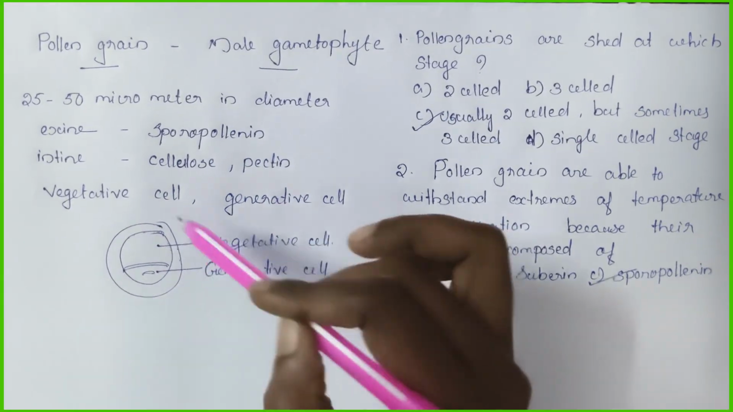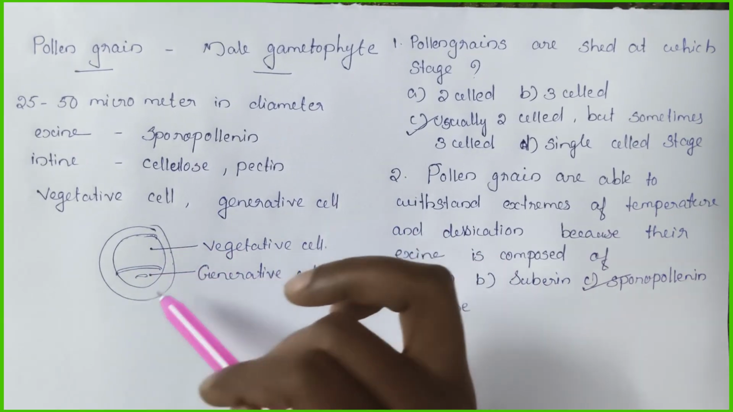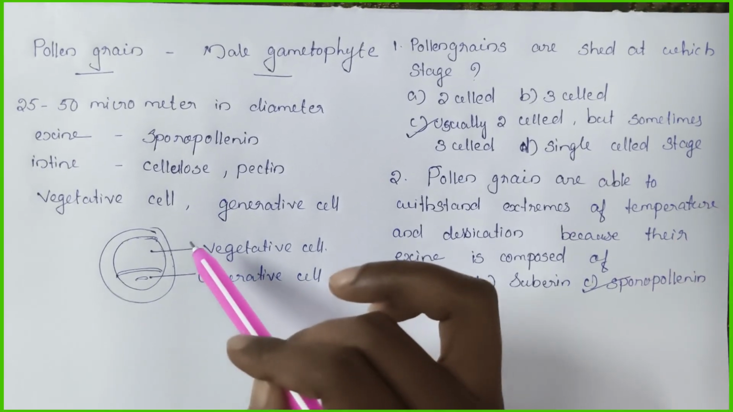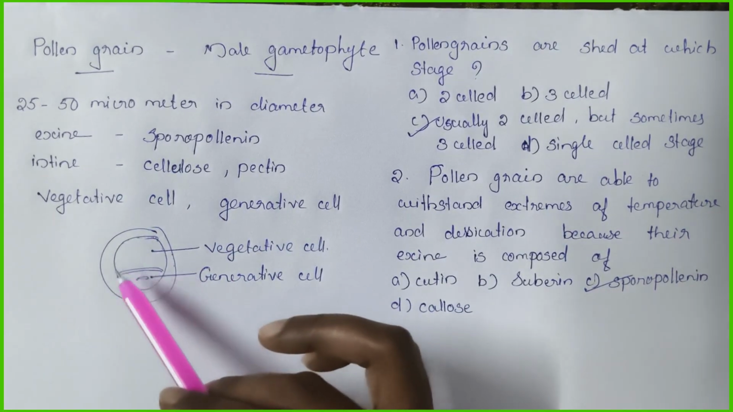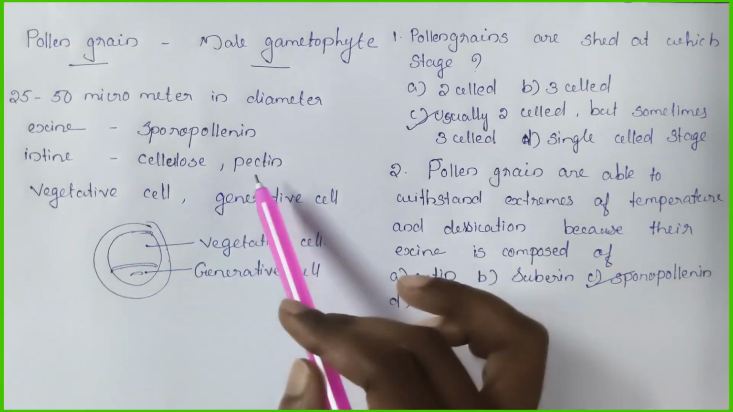The outermost layer, exine, is not a continuous layer, because it contains small pores that are called germ pores. The germ pore is used for the formation of the pollen tube. Then the next inner layer you can see is intine. Intine is made up of cellulose and pectin.